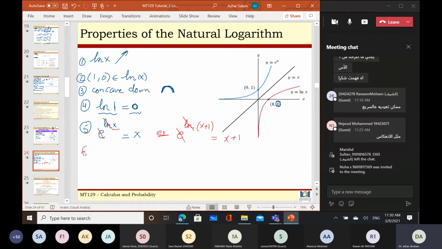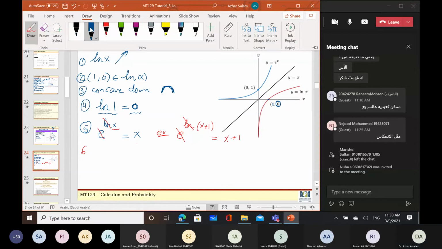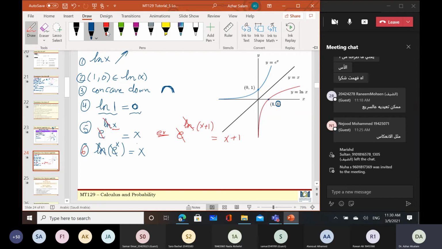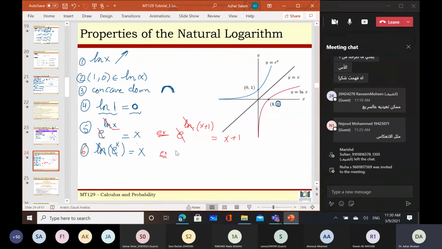Also, the opposite of this property, which is ln of e to the power x. Also here, ln omits the e, and all that remains is the exponent x. For example, I could have ln of e to the power x squared. The ln will omit the e and it will be x squared.